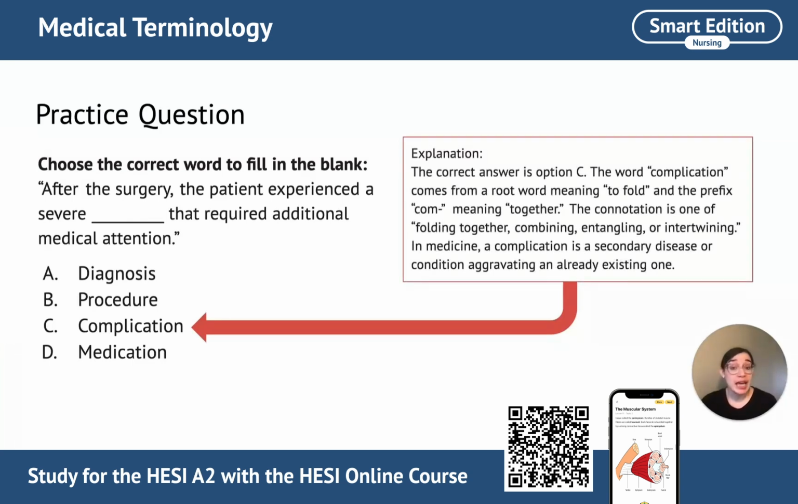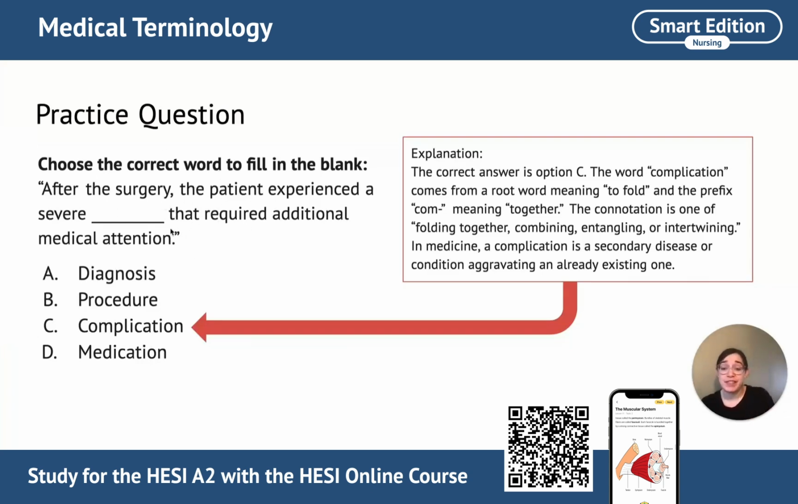So the word complication comes from a root word meaning to fold, and the prefix com means together. So the connotation is one of a folding together, a combining, an entangling, or an intertwining. So when we use this word in a medical context, a complication is a secondary disease or condition that aggravates an already existing one. So in our example sentence here, the patient's original condition was that they had a surgery.